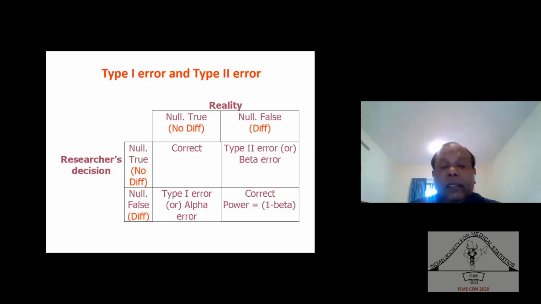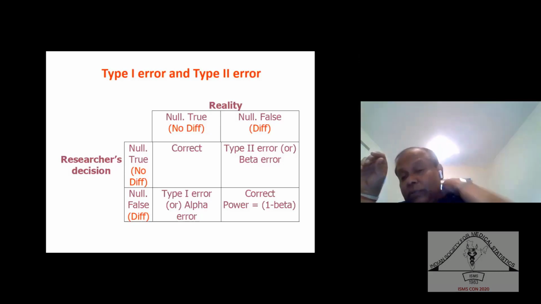On the other hand, the null hypothesis is rejected by the researcher. So you're saying that there is a difference, one is better than the other, and in fact, it is not. Statistically speaking, rejecting the null hypothesis when it is true, meaning there is no difference but you have said there is a difference, is called alpha error. Please remember, this is a very serious error, and therefore we keep it very low, at the 5% level.